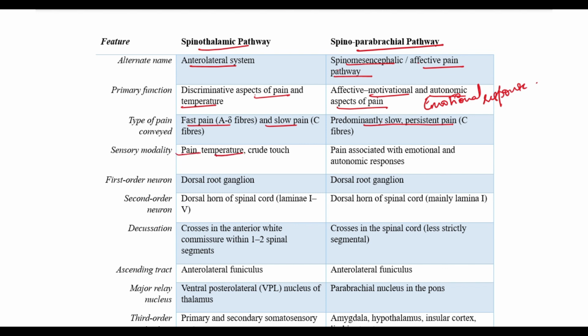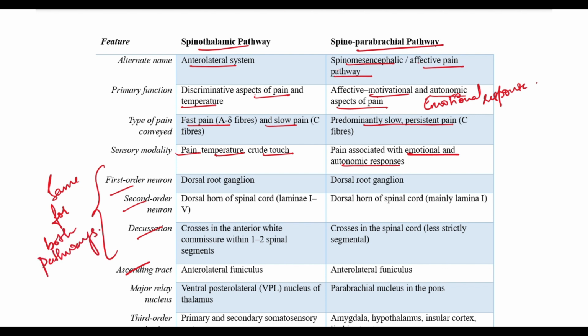Modality is by the pain, temperature, crude touch. Here it's associated with emotional and autonomic response. The first order neurons, the second order neurons, the decussation and the ascending tract, all these are same for both pathways. That is, they arise from the dorsal root ganglion. It crosses in the anterior white commissure between the first and spinal segments, and it ascends in the anterolateral funiculus.